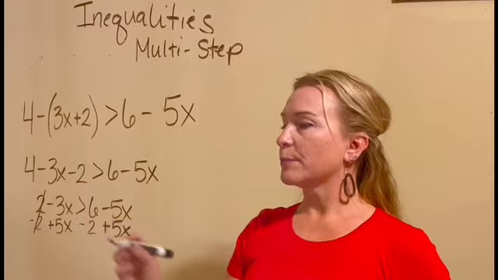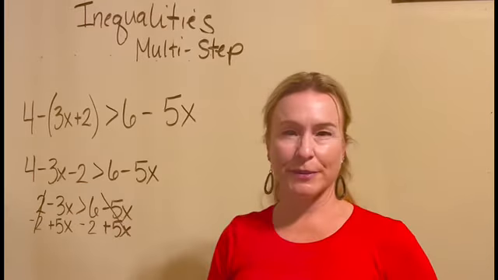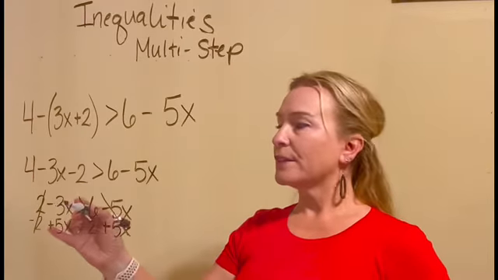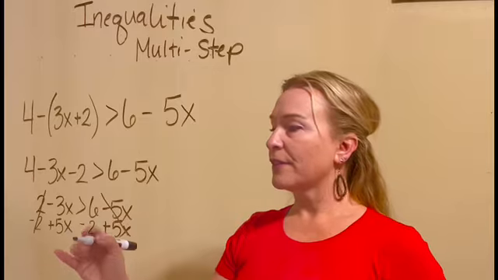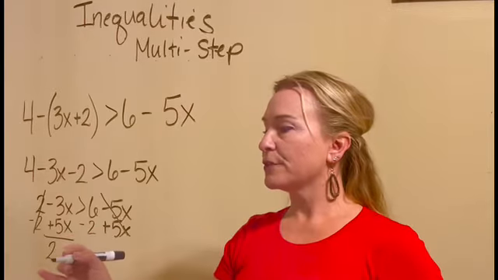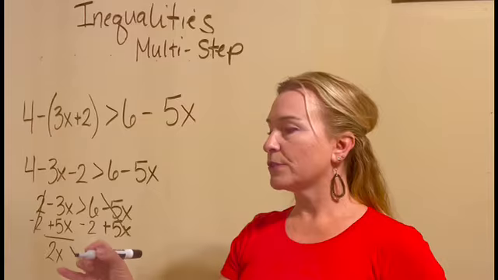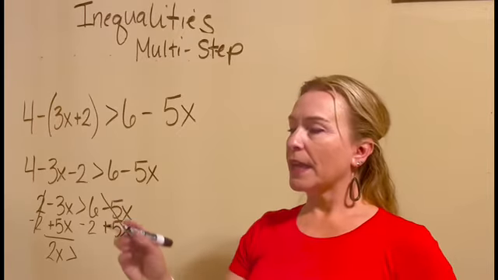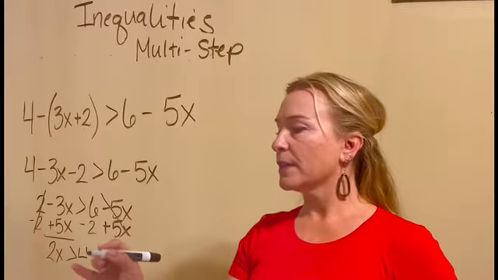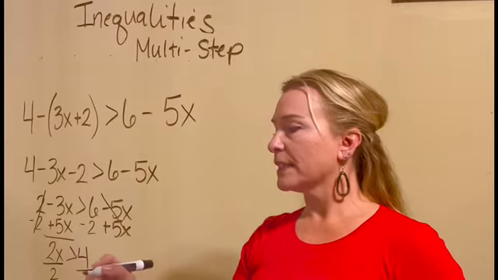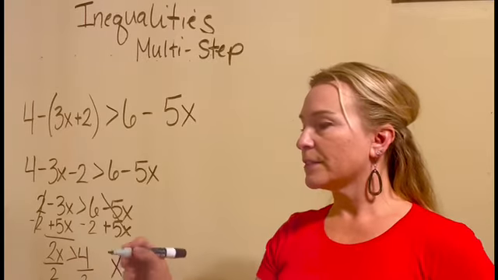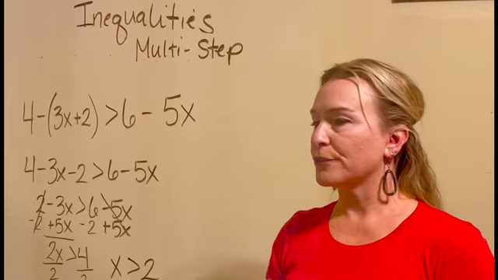Okay, so let me simplify. I'm just going to cross out the things that I know cancel out to 0. Negative 3x and positive 5x create a positive 2x. This symbol can drop down as is. And 6 minus 2 is 4. And one final step: x is greater than a positive 2.